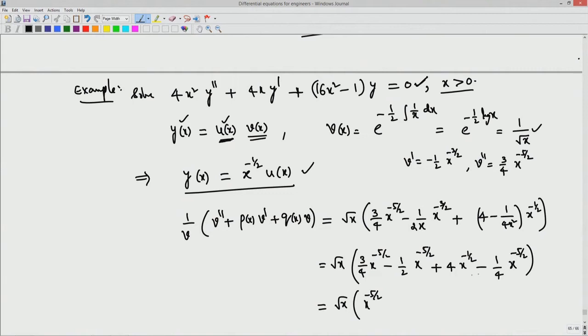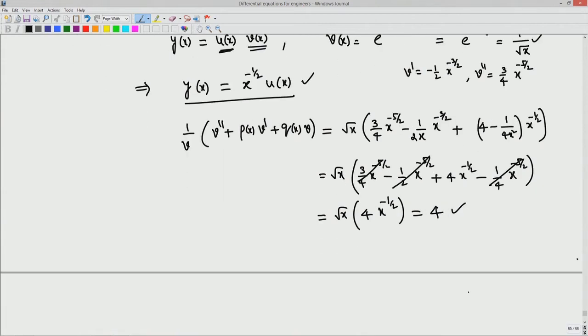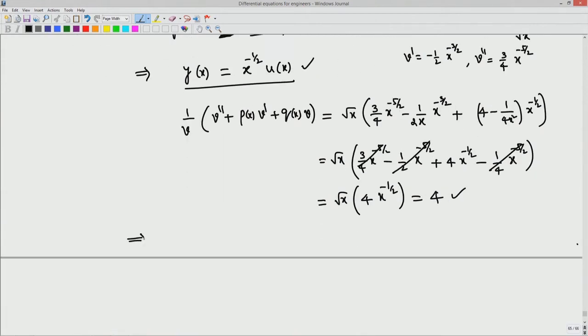Okay. So this is 3 by 4 minus 3 by 4, this one together cancel this. So, I do not have this term. What I have is 4 x power minus half. So, this becomes simply constant. If this is constant, what happens to my equation? So, I have u double dash plus 4u equal to 0.